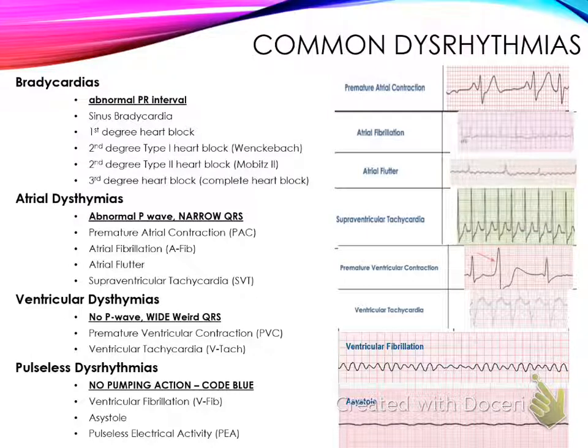But what I want you to do, instead of writing one for each one, write a bradycardia one, write an atrial dysrhythmias one, write a ventricular dysrhythmias one, and write a pulseless dysrhythmias card. Because all the interventions are the same for those categories. Okay? So don't remember all the stuff for just AFib. It's all for atrial arrhythmias. We just ramp it up based on how bad it is. But they all have the same interventions.